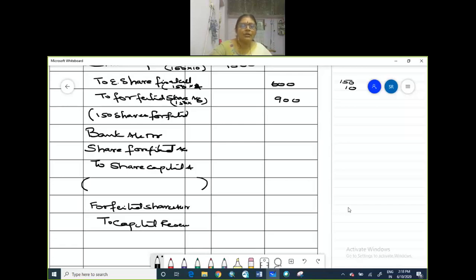Now see here, this is very important. Actually, this is your reissue, and that is your forfeiture. Now when you're reissuing, you're not reissuing all the 150 shares. You're reissuing only 100 shares. So 100 into 9. But actually, what is the face value of the shares? 100 into 10. Right. So what is the difference? You get 1 rupee less. That is your loss on reissue. So 900 rupees. Loss on reissue 100 rupees. So 1000 rupees. Fine.